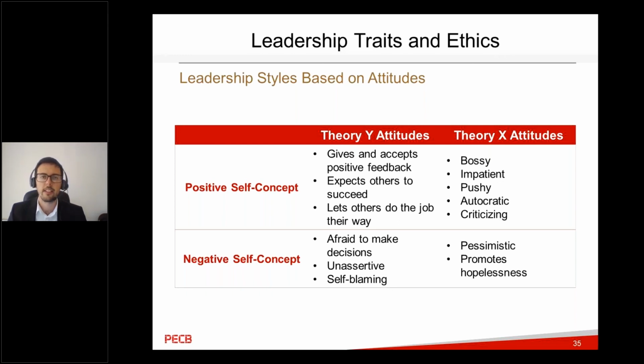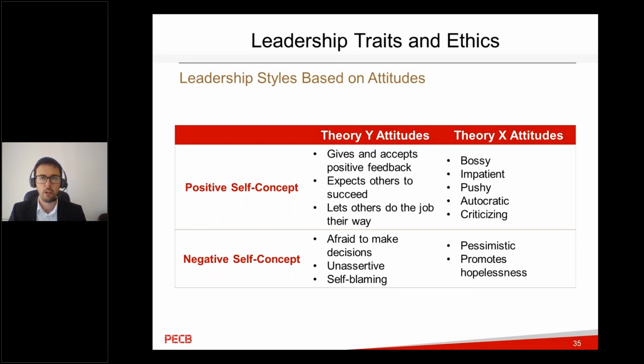So these kinds of people tend to give and accept positive feedback. They expect others to succeed, and they let others do their job their way. So these are the social leaders, the best type of leader according to the leadership traits that we have discussed and the theories that we have covered so far.